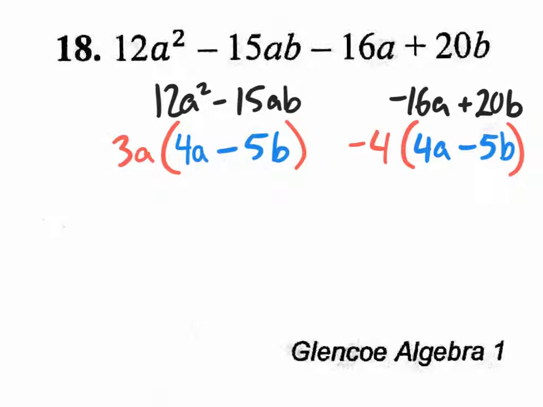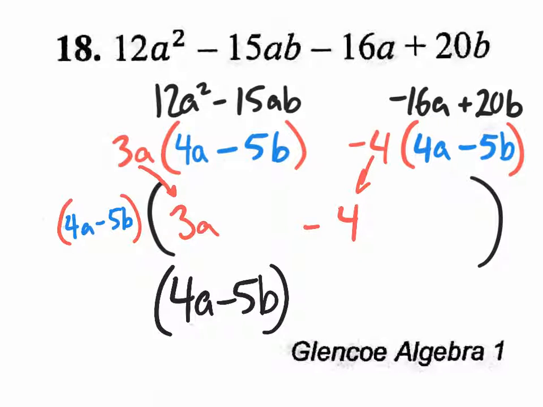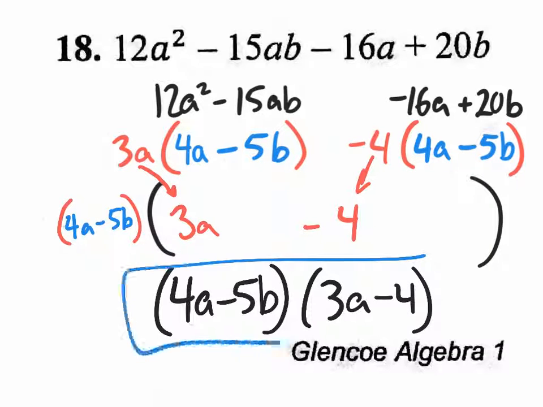So now that we have the identical binomial in both groups, I could do the exaggerated parentheses and pull out that common binomial of 4a minus 5b. And on the inside of the exaggerated parentheses, you're going to have that 3a left over and that minus 4 left over. So your final answer is 4a minus 5b times 3a minus 4. This is your answer. If you were to do distributive property, it would take you back to the above polynomial.